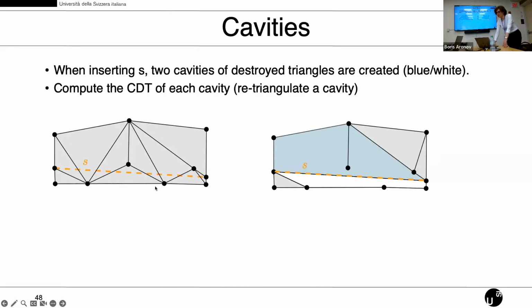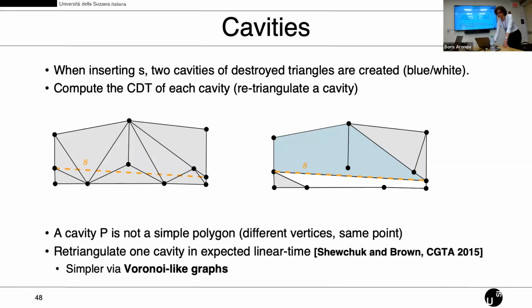So when we insert a new segment, two cavities are created. So all these triangles intersected by S get deleted. And we need to compute the constraint Delaunay triangulation of each cavity. So we need to retriangulate the cavity. Now, a cavity, like what you see, this blue shape here, it's not a simple polygon. We may have multiple vertices that correspond to the same point. But we can retriangulate one cavity in expected linear time. And it becomes much simpler if we go through Voronoi-like graphs. But it's already known, but we can do that.